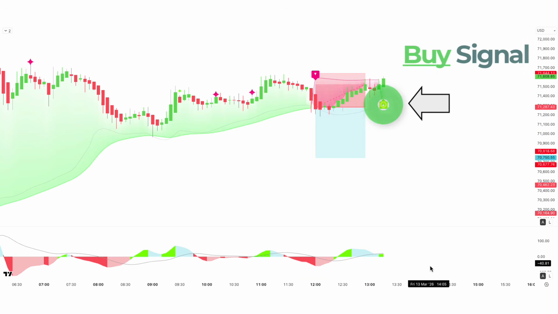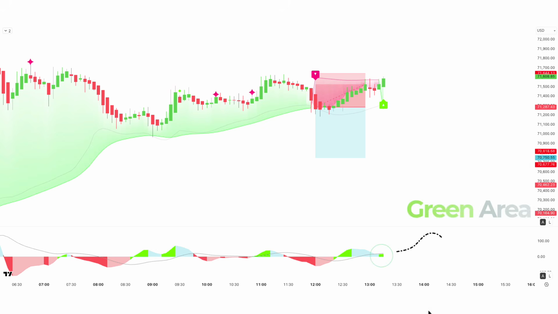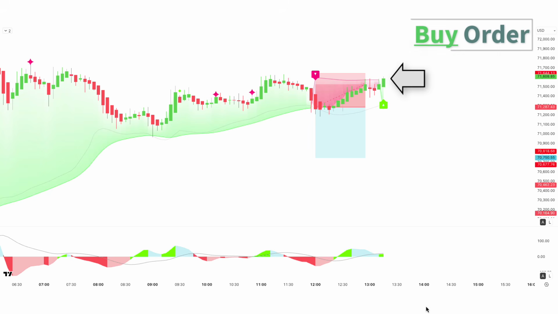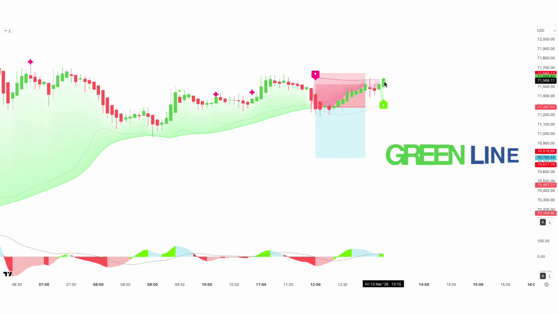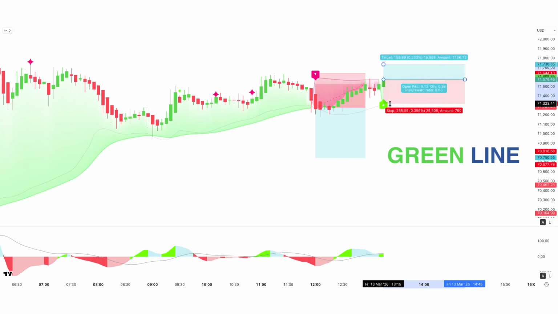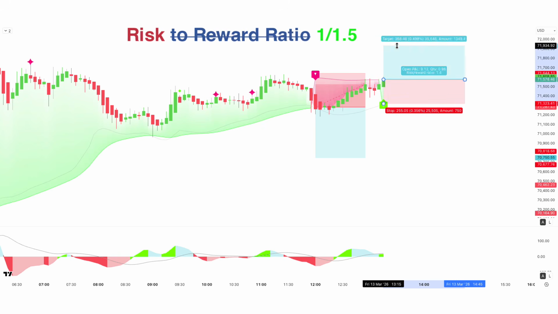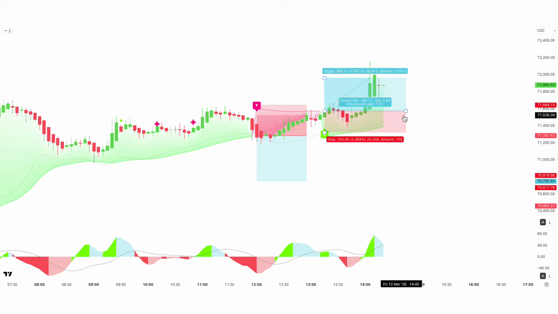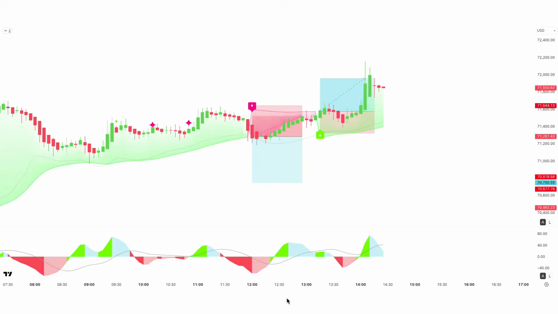Here, the dynamic trend pivots arrow of this indicator is a buy signal. Here, the adaptive MACD indicator shows a green area. Here, the market has made a bullish candle to give confirmation. So all our conditions are being fulfilled, so we are placing an order to buy. Our stop loss is to be placed at the green line, and the risk-to-reward ratio will be 1:1.5. Let's see what happens to our trade. We have won the trade. Let's find the next trade.